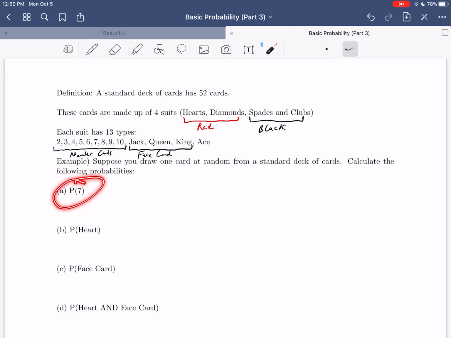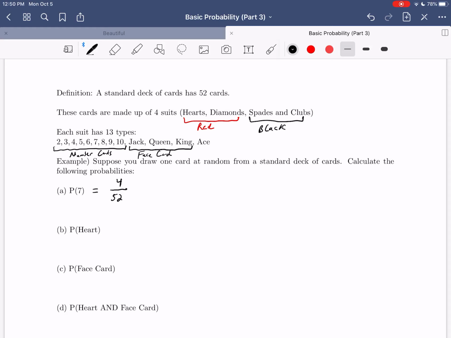The first probability we want to calculate is the probability that we draw out a 7. So let's think about how we would do that. What is the probability of a 7? Well, there are 52 cards overall, so it's going to be out of 52. How many 7s are there? There will be a 7 of hearts, a 7 of diamonds, a 7 of spades, and a 7 of clubs. So there should be 4 out of 52. So the probability could be viewed as 4 out of 52.